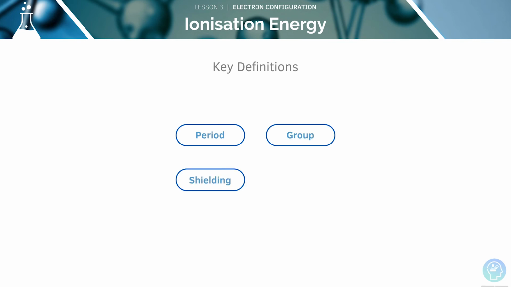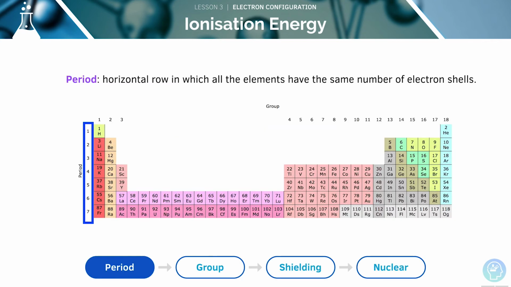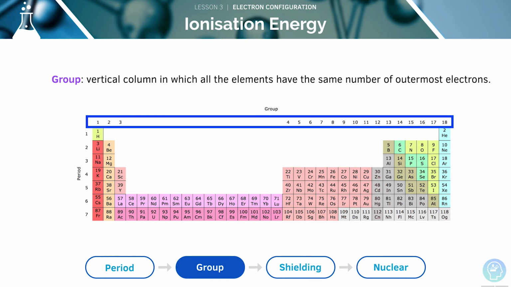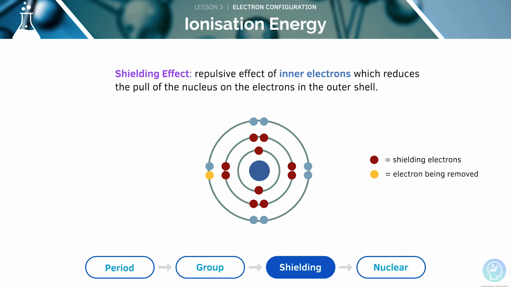Here are some more key definitions to do with ionisation energy. We'll be looking at the definition of a period, a group, shielding, and nuclear charge. A period in the periodic table is a horizontal row, as highlighted here in blue. All the elements in a period will have the same number of electron shells. A group in the periodic table is a vertical column, again highlighted in the picture here. All the elements in a group will have the same outermost number of electrons.